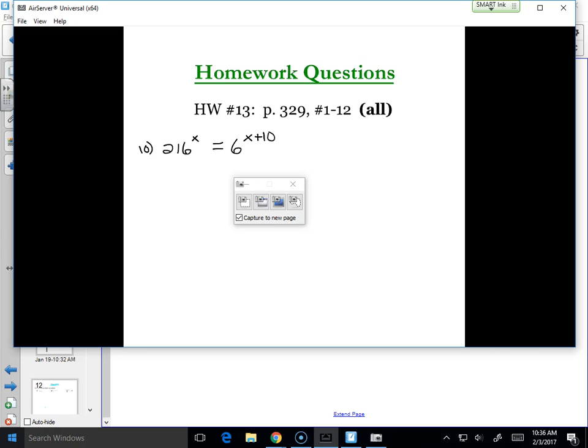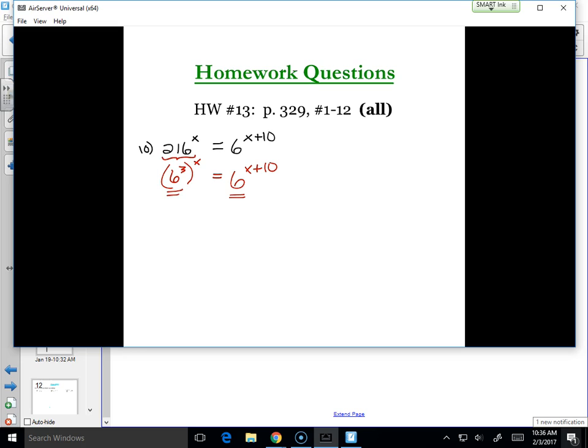So we already figured out that 216, just by dividing by 6 and dividing by 6 again, is 6 cubed. So we change just the 216 to 6 cubed. There's still an x. Then we leave 6 on the other side because, guys, what do you now notice about the bases? It's the same. The bases are the same.